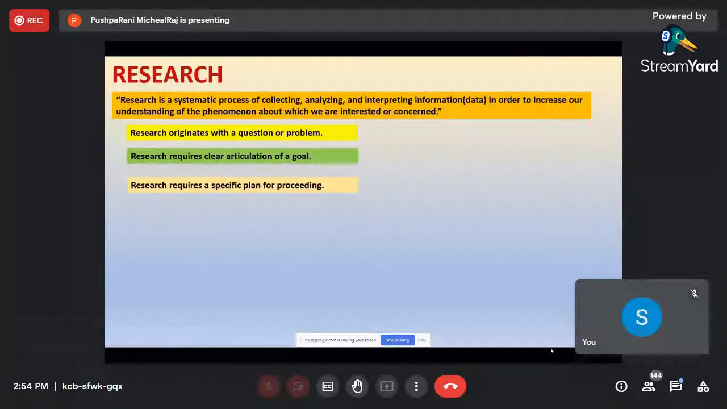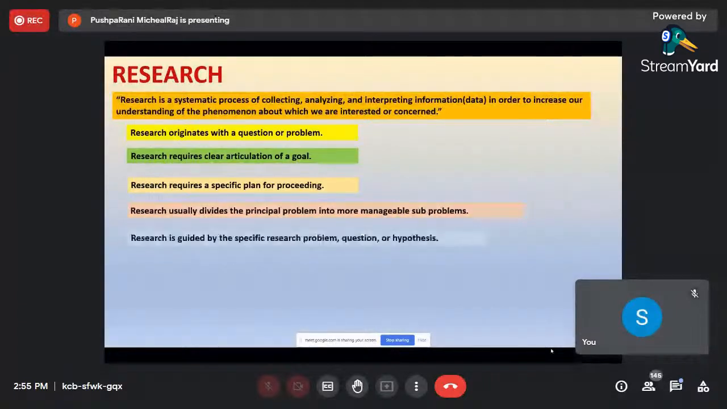So once we create the main question for your research, that question leads throughout your research. That particular question has sub-questions. You need to answer those particular sub-questions. And research is guided by the specific research problem, question, or hypothesis we already discussed.